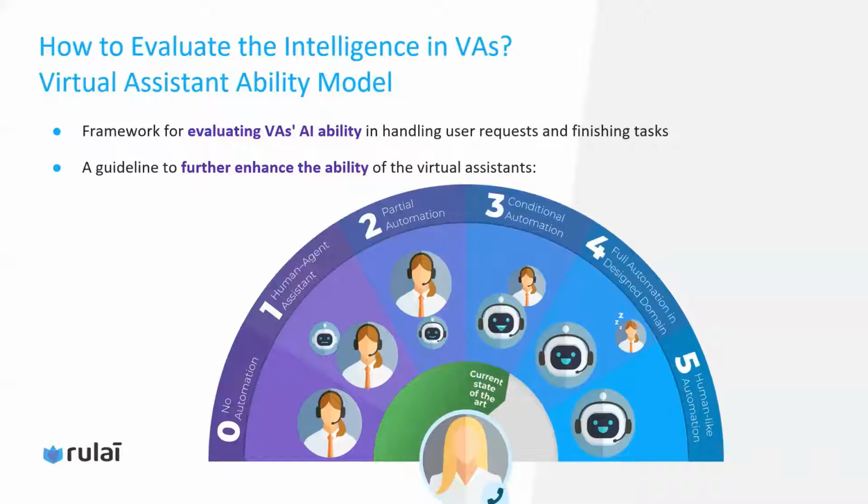Level 4 is called full automation in the design domain, where the virtual assistant operates independently most of the time, and human agents are available to help, but can, for example, work for other business units. Level 5 is called human-like automation. That means the virtual assistant reaches human-level intelligence.